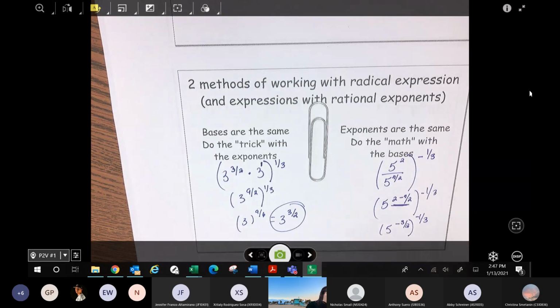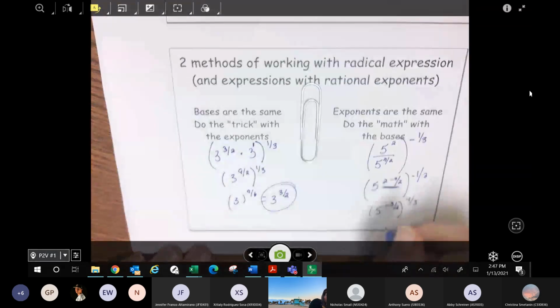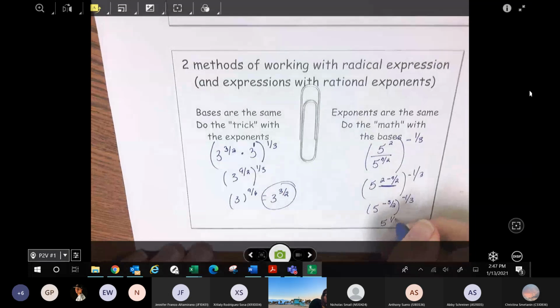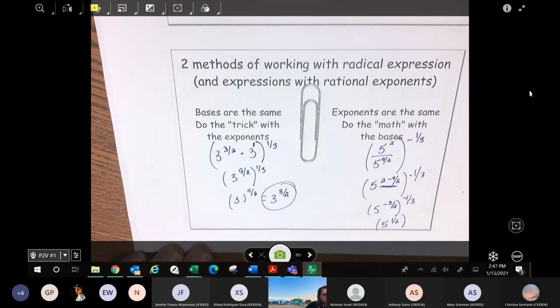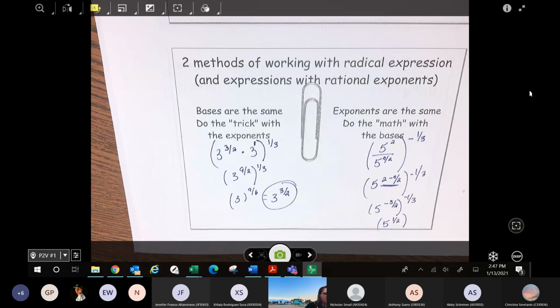Now this is still power of a power. You multiply your exponents. They just happen to be fractions. When you multiply negative 3 halves times negative 1/3, you're going to get 1 half. So that's going to end up giving you 5 to the 1/2 power. I know this seems very foreign to you right now, but the more you practice it, the better you'll get.